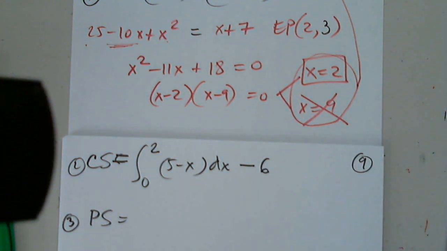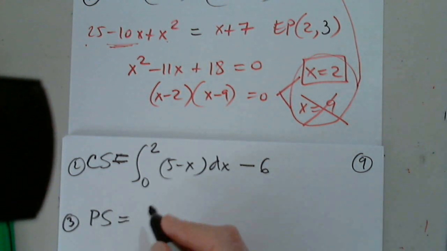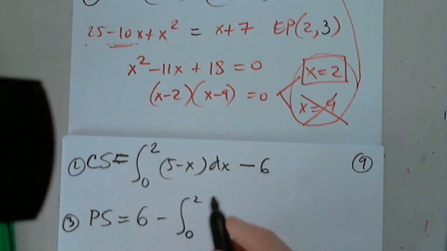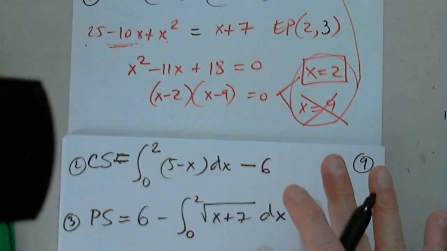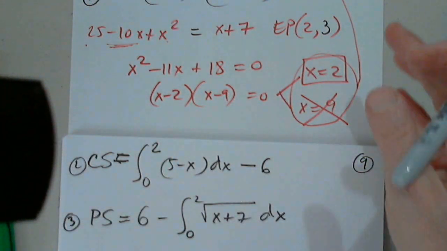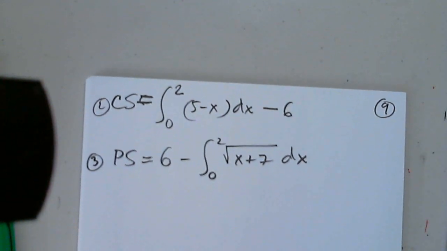Good. What about the producer surplus? And then we can calculate both. It's going to be 6 minus the integral from 0 to 2 of the square root of x plus 7 dx. Awesome. Once you understand this, now we only calculate the integrals that we learned in the previous chapter. Good. So let's start with the first one.